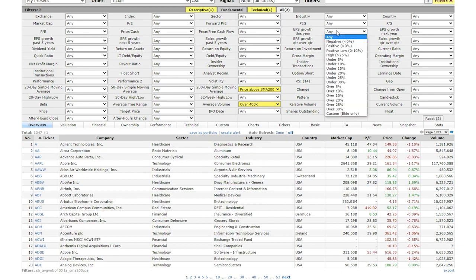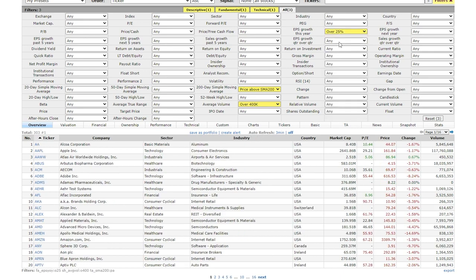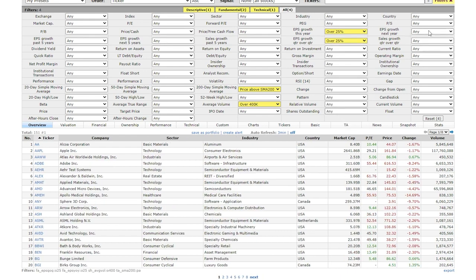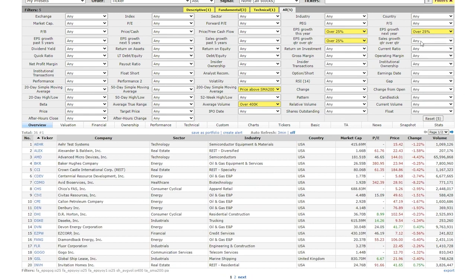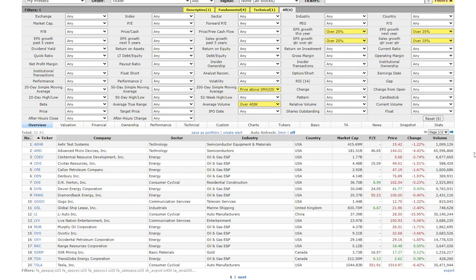We then want an EPS growth for the year to be over 25%. We also want it to be over 25% for the quarter and the next year. Then we also want sales for the quarter to be over 25%. This in itself will give us some really strong companies. Then we want companies that are not oversold with an RSI over 50.